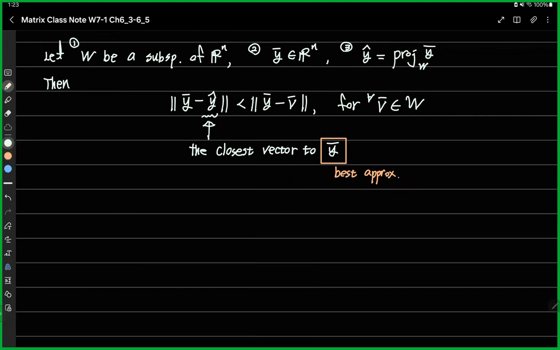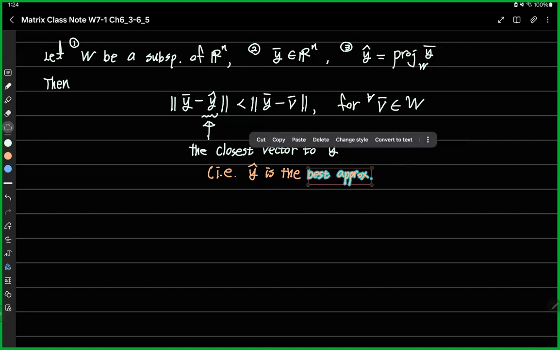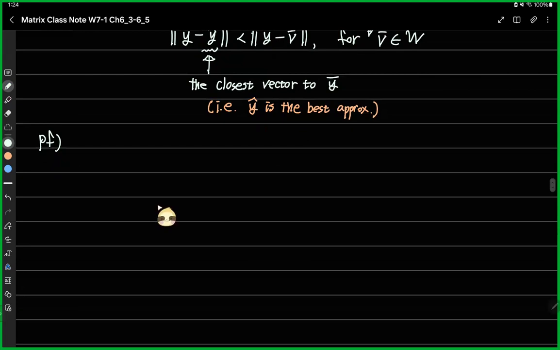Okay, but why is Y hat the best approximation? Prove it. I don't want to prove this, but all right, it's okay. Prove. So take a plane right here.